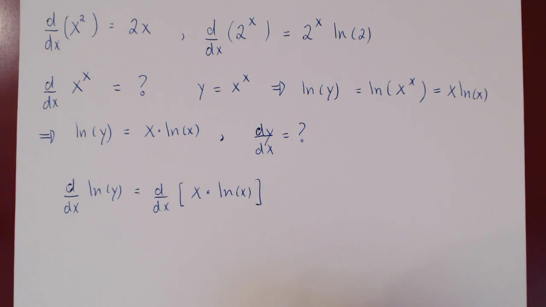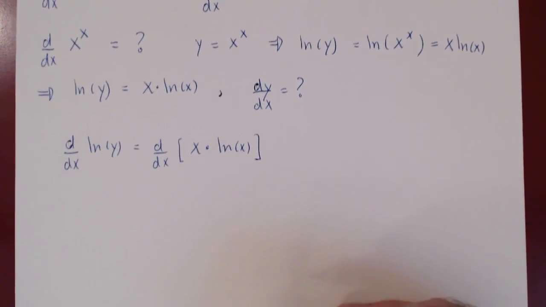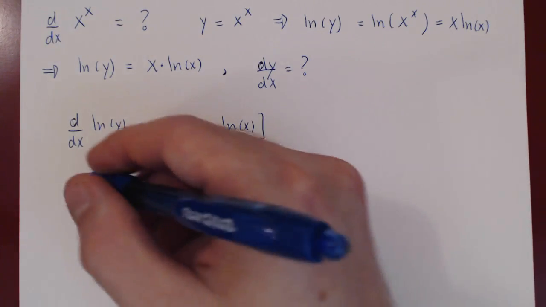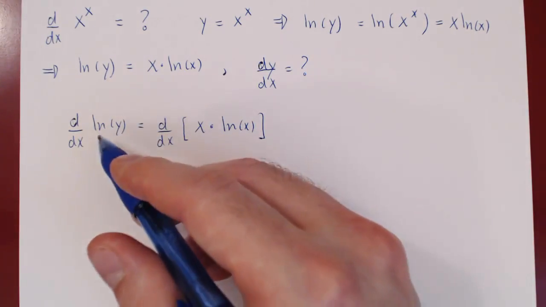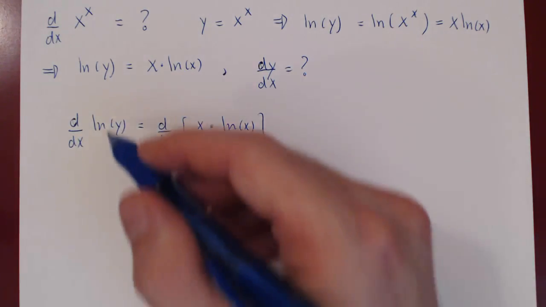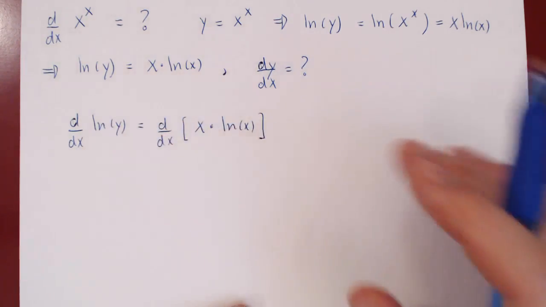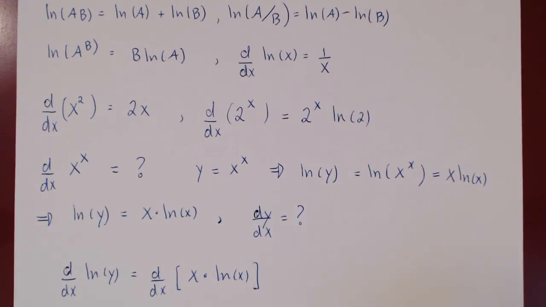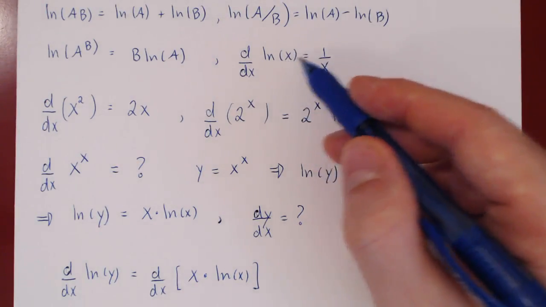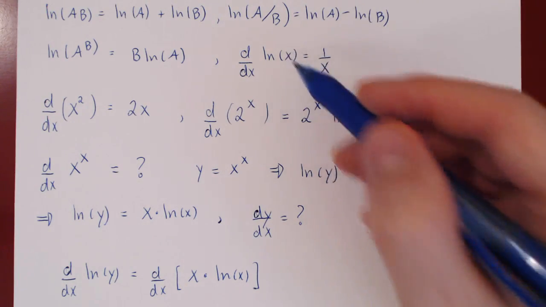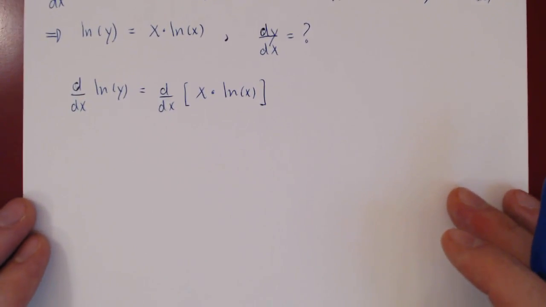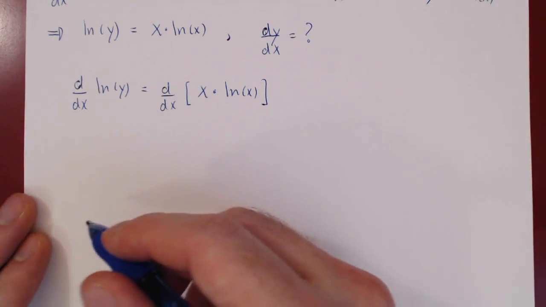Let's differentiate carefully both sides. So, the left-hand side, this is ln of y. We have a composition, the outside function is ln, and if you go back up, the derivative of ln of something is just 1 over the argument. So here we have the derivative of ln of y.